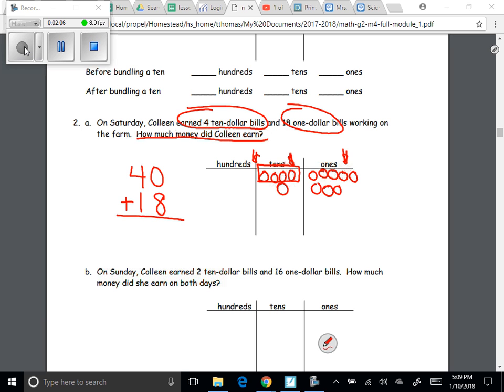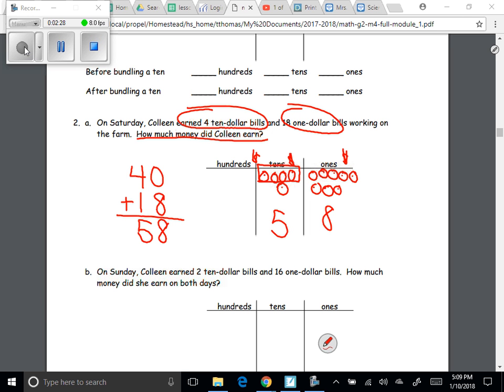So I have 40 plus 18. I can count it all up together. 1, 2, 3, 4, 5, 6, 7, 8. 1, 2, 3, 4, 5. So I'm going to check my math with the numbers. 0 plus 8 is 8, and 4 plus 1 is 5. They both match. I checked them both. It's a check and balance system.